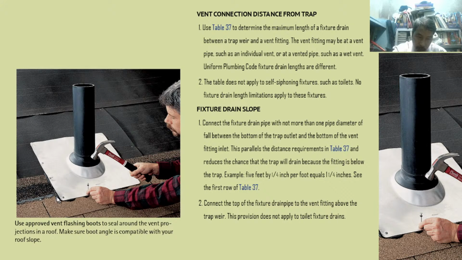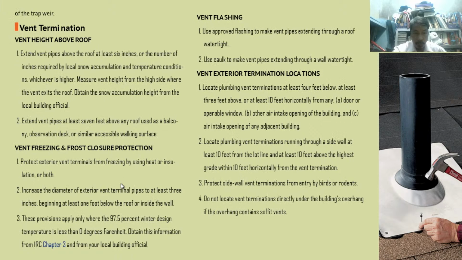As you can see, there are black sealing components. Okay, so the flushing is sealed up with sealant. There is sealant underneath this flushing plate. And use cork to make vent pipes extending through a wall watertight. So cork, that is the sealant, what we call cork.